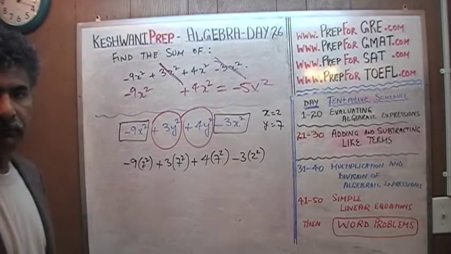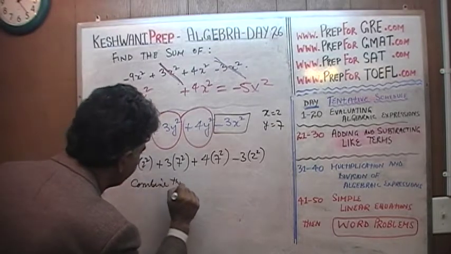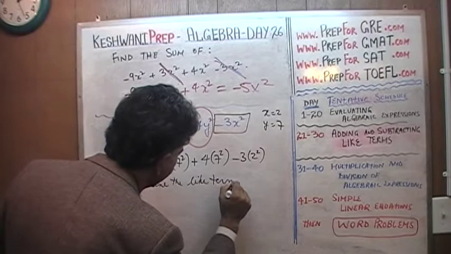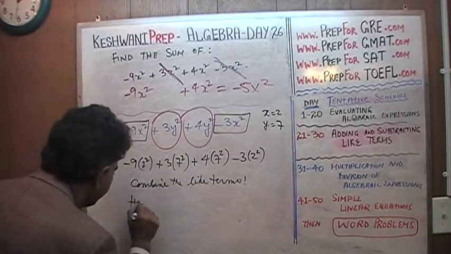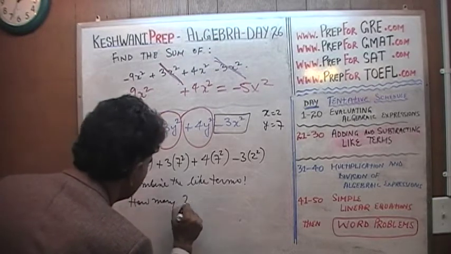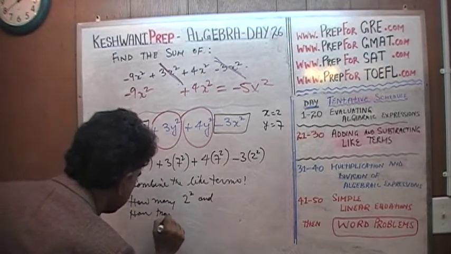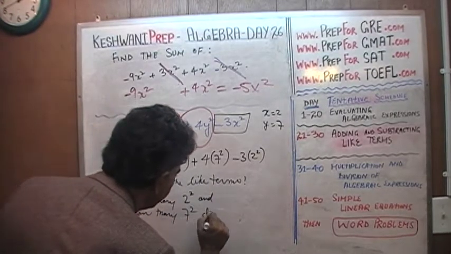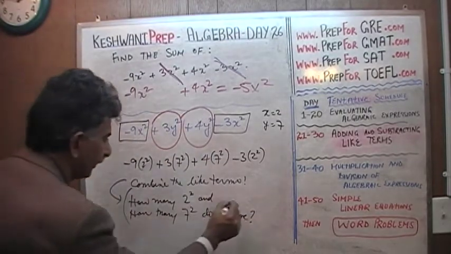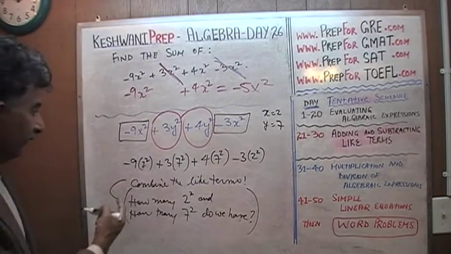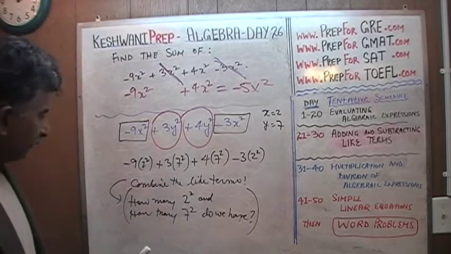Now when someone says combine the like terms, what does it mean? In the English language, it means how many 2 squares and how many 7 squares do we have. This is the translation in English. Combine the like terms in this context means how many 2 squares do we have and how many 7 squares do we have. Let's find out.